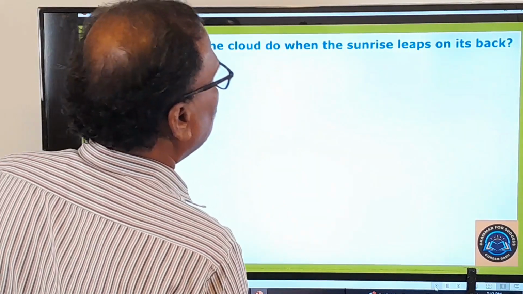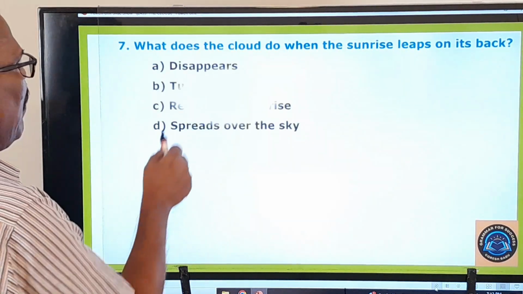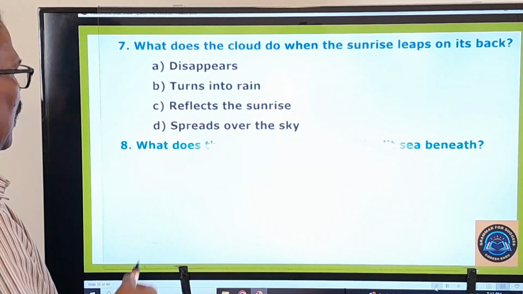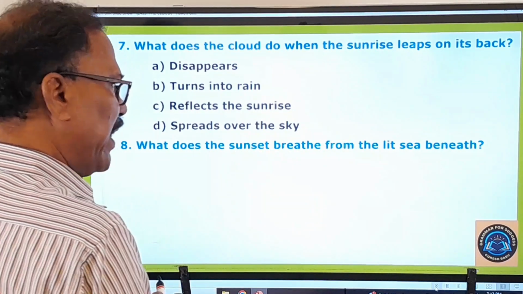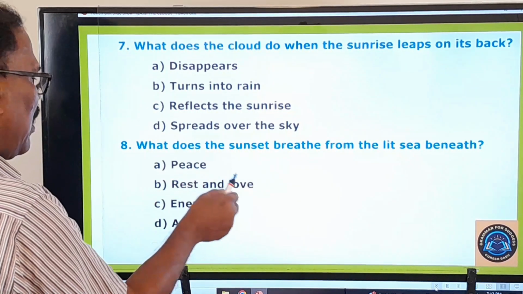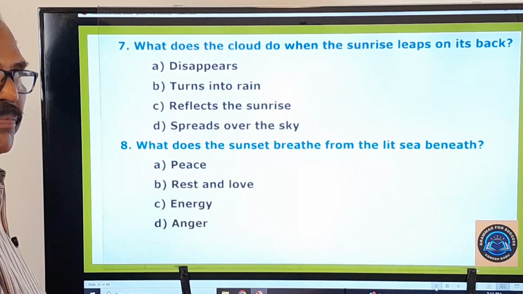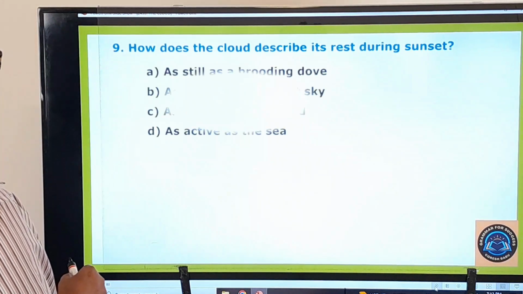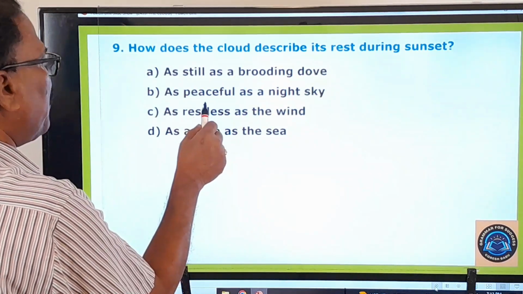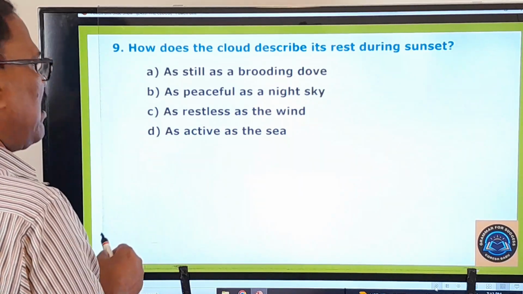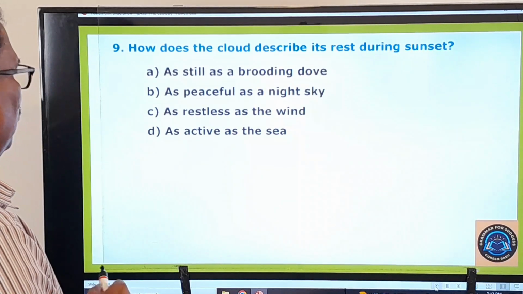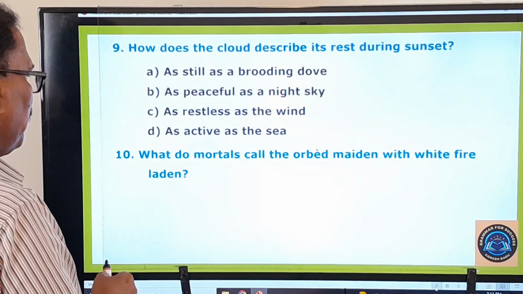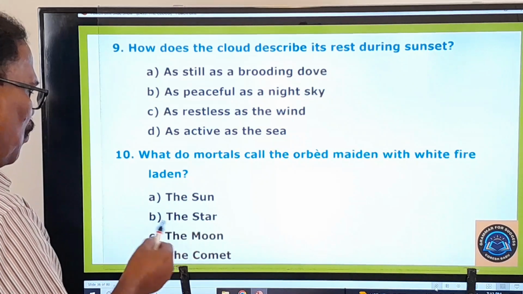What does the cloud do when the sunrise leaps on its back? Disappears, turns into rain, reflects the sunrise, spreads over the sky. What does the sunset breathe from the lit sea beneath? Peace, rest and love, energy, anger. How does the cloud describe its rest during sunset? As still as a brooding dove, as peaceful as a night sky, as restless as the wind, as active as the sea. What do mortals call the orbed maiden with white fire laden? The sun, the star, the moon, the comet.